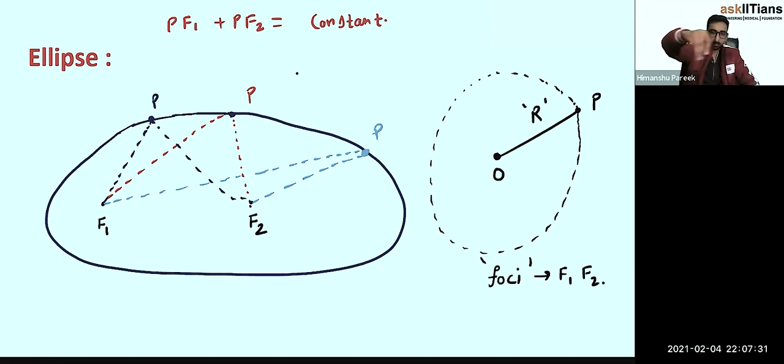Now he'll move that thread in such a way that the total length of the thread remains constant, so the resulting trajectory would be an ellipse. Let us have a look at that first, then I'll come back here. So let us first go to that video.